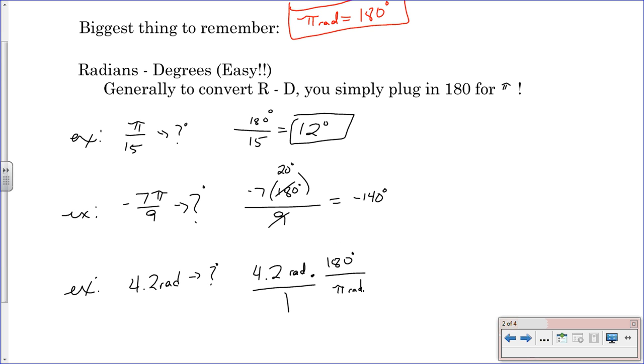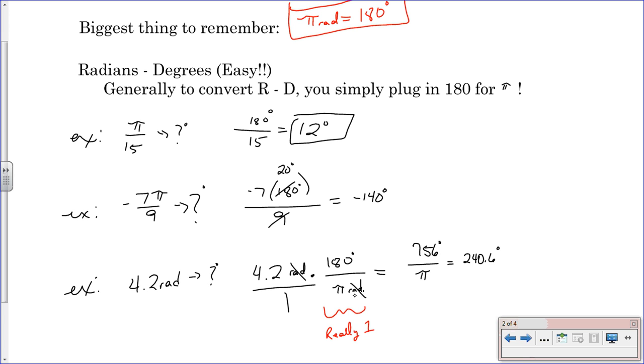This way, because remember this is over 1, the radians cancel out, leaving you only degrees in your answer. So this will be 4.2 times 180, which is 756 degrees, divided by pi. It's okay that pi is still in the answer, because when you multiply it out, you get approximately 240.6 degrees. Now, since 180 equals pi radians, this fraction really equals 1.